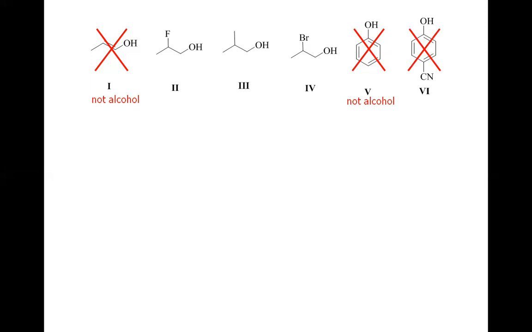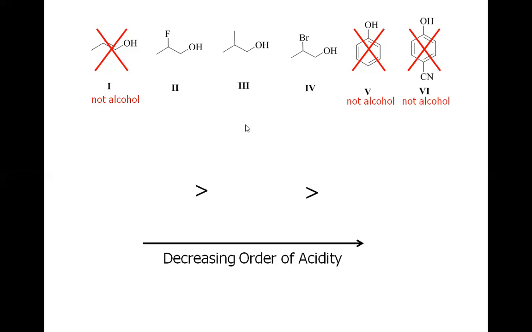So as for compound 6, these three molecules, 1, 5, and 6, are not alcohols, so we cannot consider them for our answer. Now the answer must be from these three molecules, compounds 2, 3, and 4, because all three are alcohols. Well, for a compound to be acidic, it means this hydrogen must be removed as a proton.